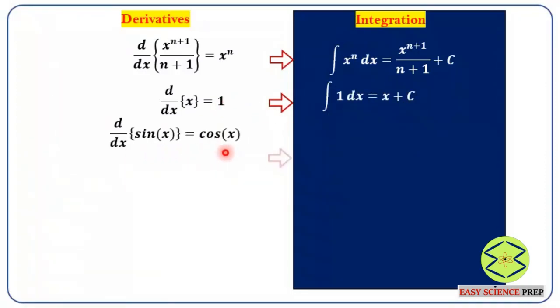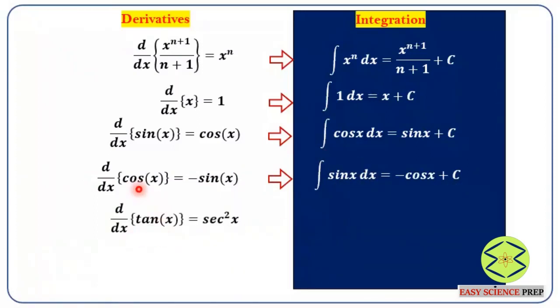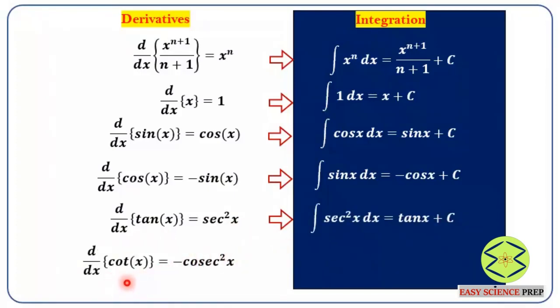The derivative of sin x is cos x, so the integration of cos x is sin x. We also have the derivative of cos x is minus sin x, so the integration of sin x is minus cos x. The derivative of tan x is secant square x, so the integration of secant square x is tan x. The derivative of cotangent x is minus cosecant square x, so the integration of cosecant square x will be minus cotangent x plus c.